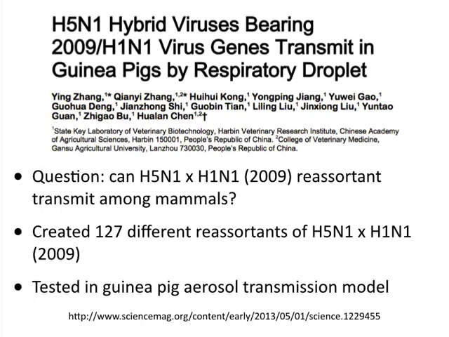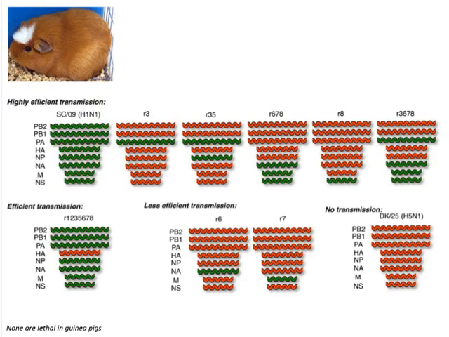So what they did is to make all 127 possible different reassortants of H5 and H1N1, and then they tested them for transmission. They used a guinea pig model, which is different from ferrets, of course. I thought this was a good experiment. And here are the results. They had viruses that were highly efficiently transmitted.